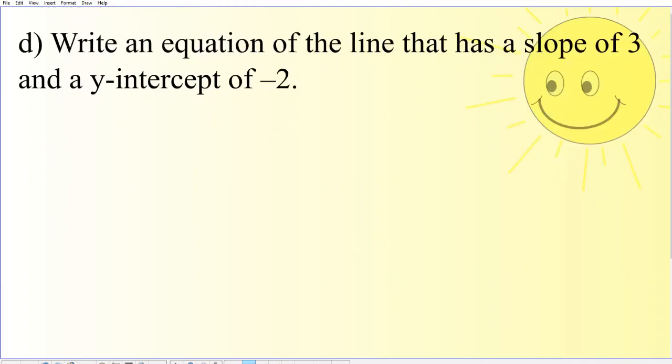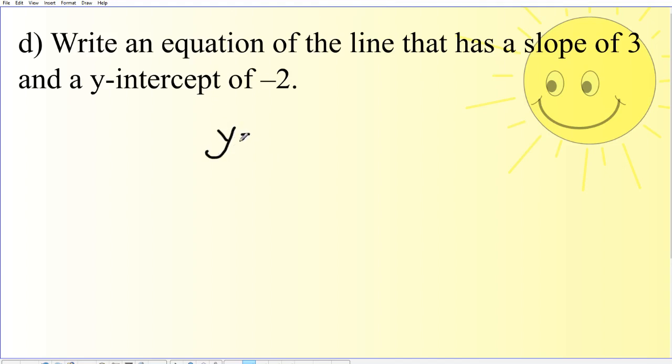Letter D. Write an equation of the line that has a slope of 3 and a y-intercept of -2. Very easy. This is one that we're supposed to do together, but I want you to see if you can do it first. Dig back in your brain. Can you write the equation of this line that has a slope of 3 and a y-intercept of -2? Pause the video or write quickly. I'm going to write slowly.